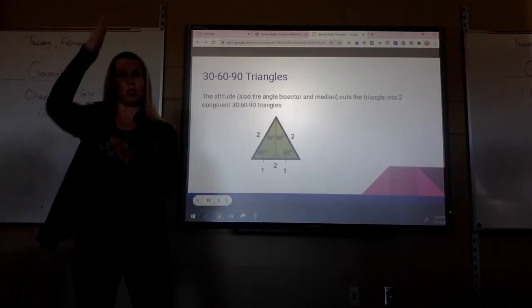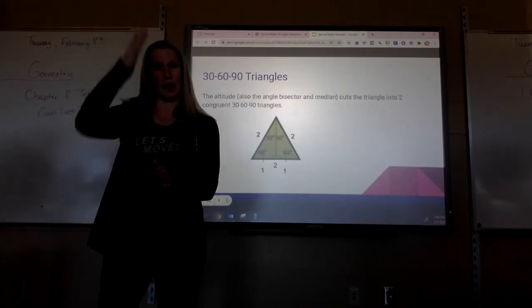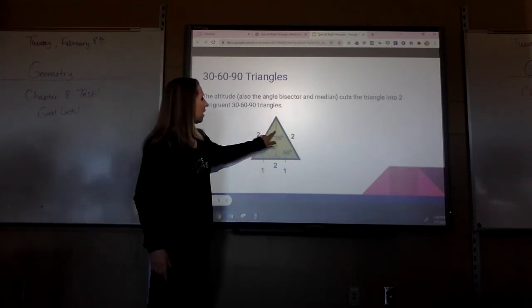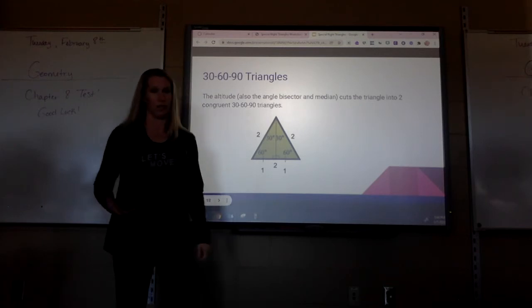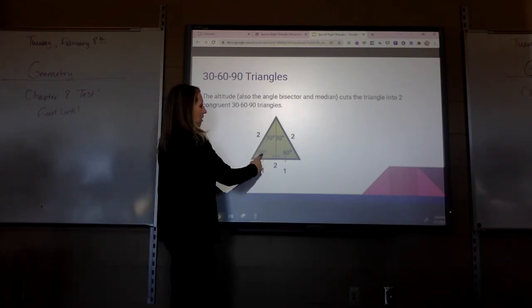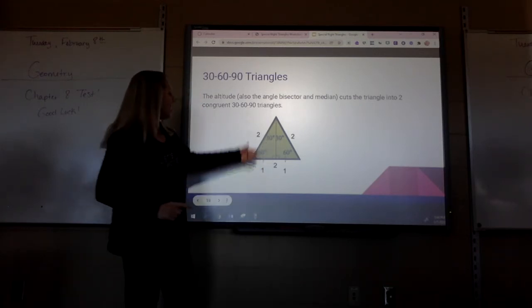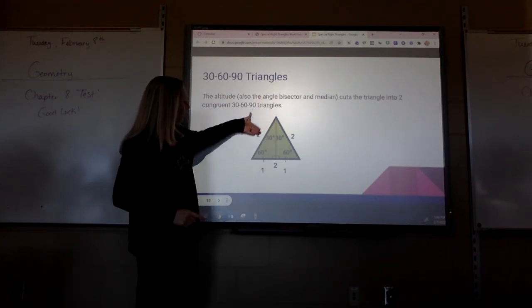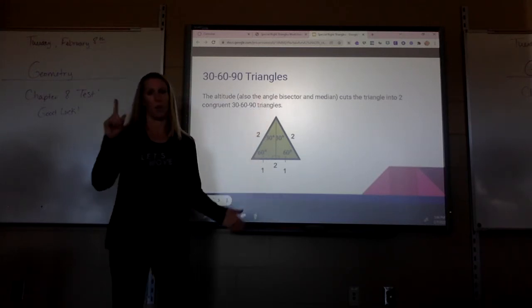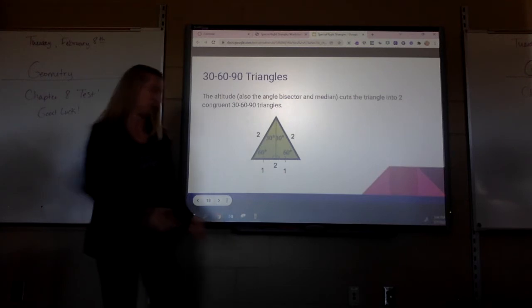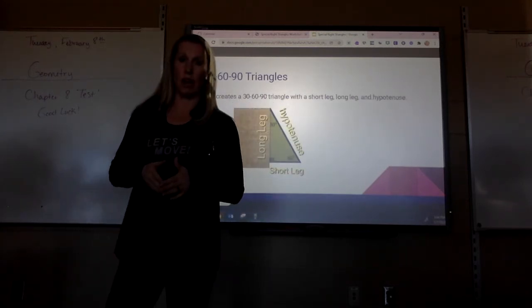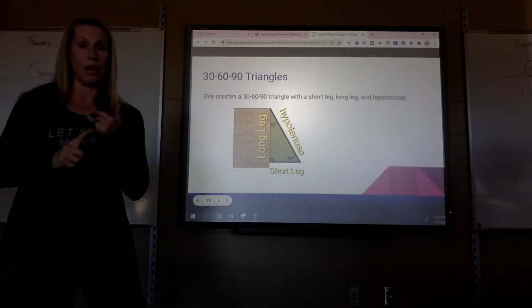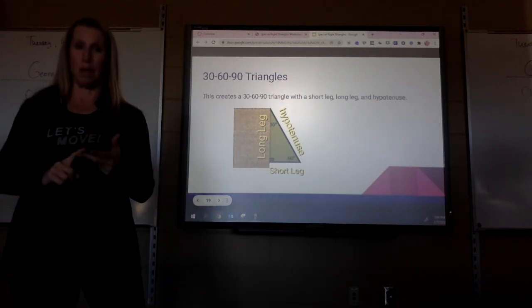Okay, so if I were to draw in the altitude, the height, that's going to divide that top 60-degree angle into 30-degree angles each. So I'm left with a 30, 60, 90 triangle, which would make the hypotenuse still 2, but that short leg is now 1 because I divided the 2 in half.